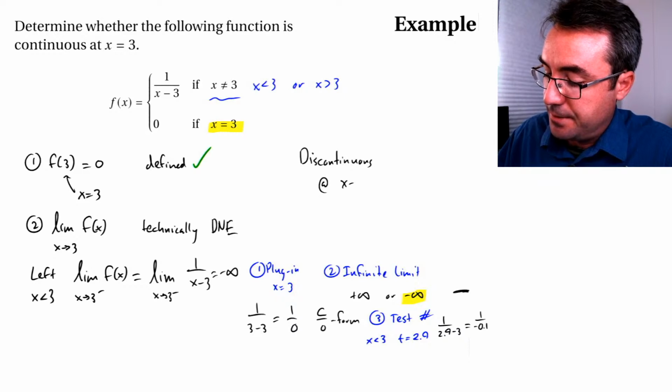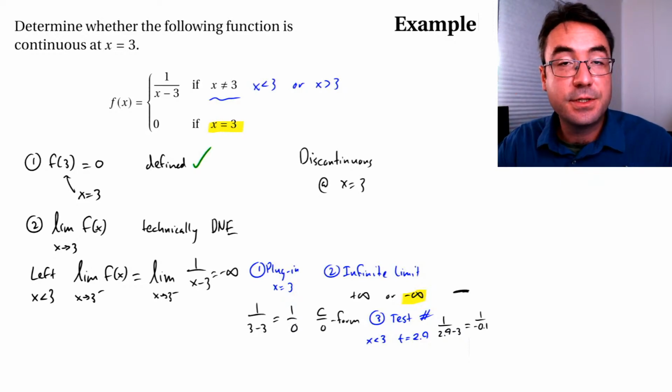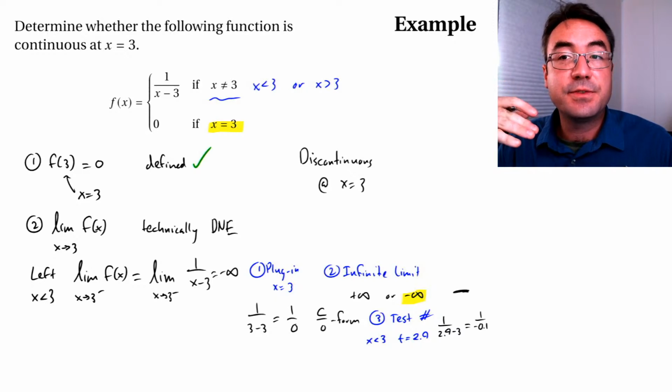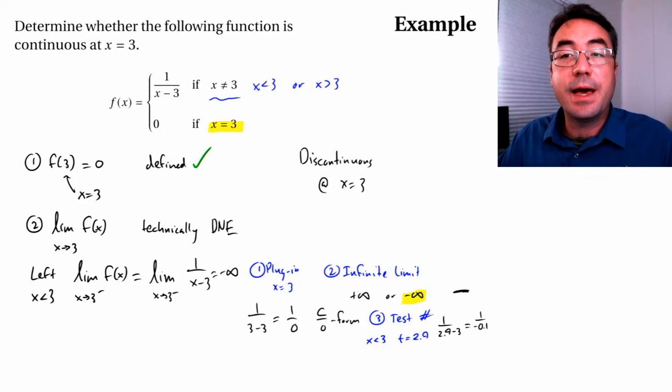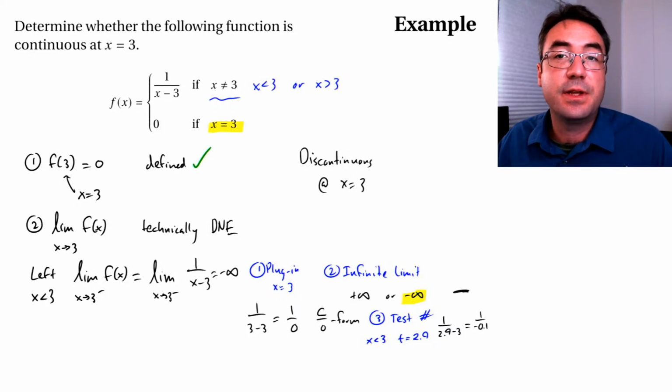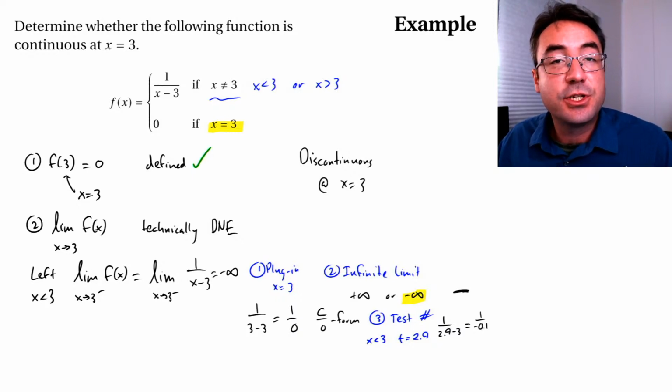at x equals 3. Yeah, the function's defined, but on the left side, we have an infinite limit. Now, on the right side, we didn't do that, but it turns out we also have an infinite limit over there. But it's enough to just show that we have an infinite limit on one side for us to conclude that this is discontinuous at x equals 3.